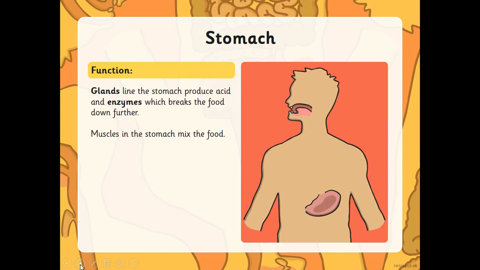Then we've got the stomach, and glands line the stomach, so we talked about the glands earlier, and they produce acid and enzymes which break the foods down further. And then muscles in the stomach mix all the food together.